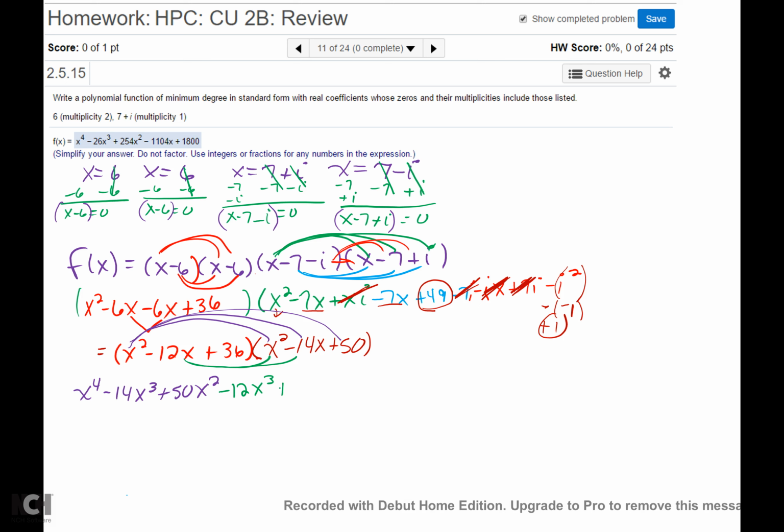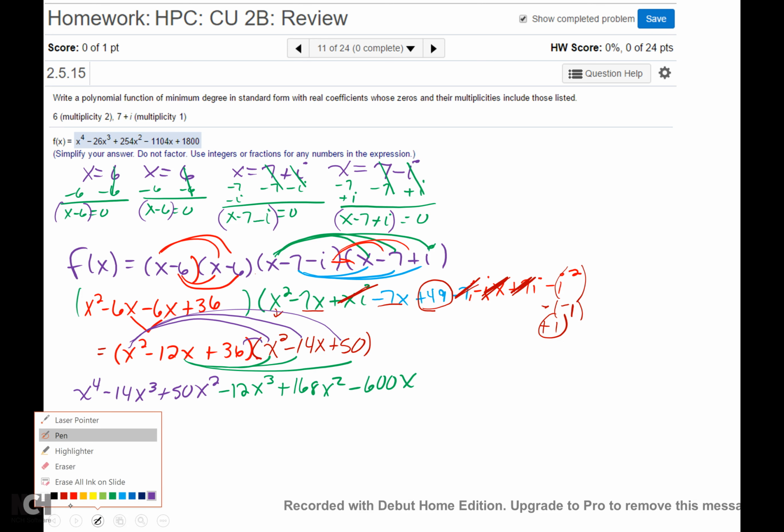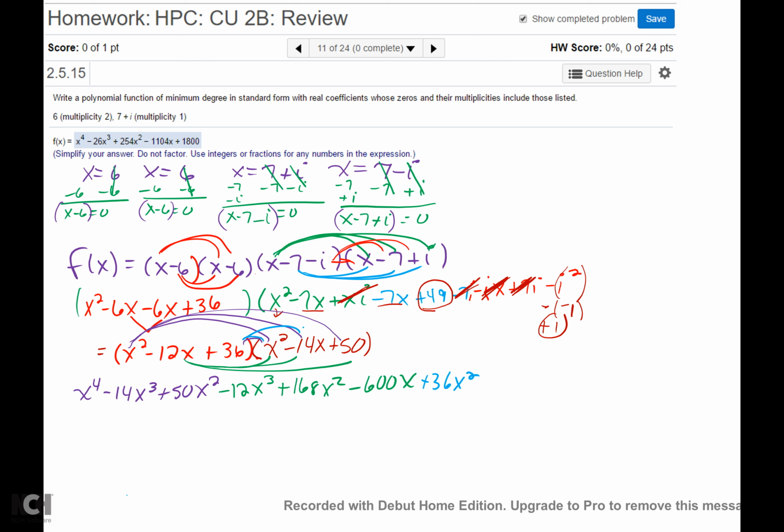168, what is it, positive 168x squared, negative 12x times 50 is going to be negative 600x. And then 36 goes times x squared is positive 36x squared. Positive 36 times negative 14x is negative 504x. And positive 36 times 50 is going to be positive 1800.